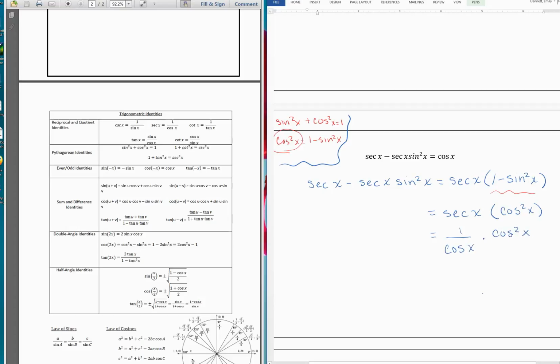And now cosine squared of x is cosine times cosine. So we see one of them cancels out, and we just get cosine of x. So we've started with the more complicated side and worked our way to the other side.